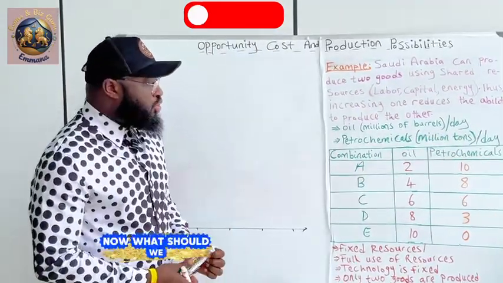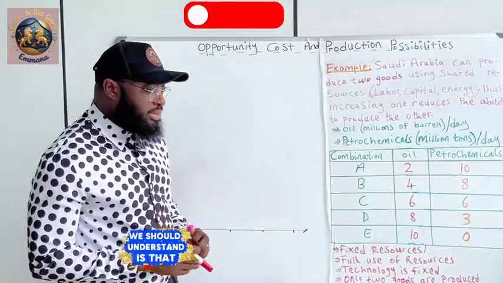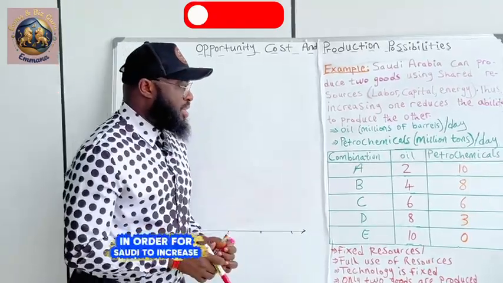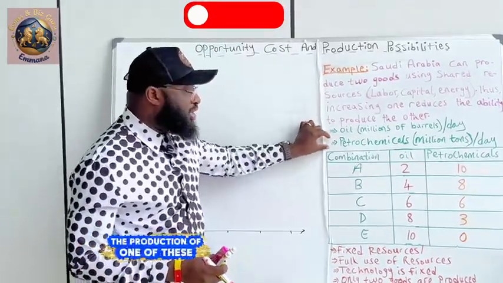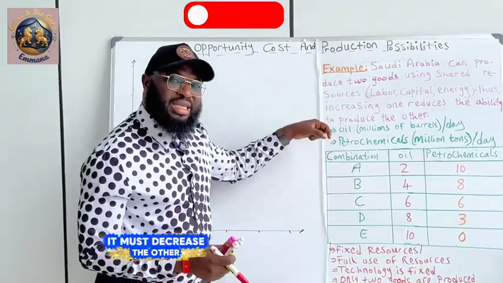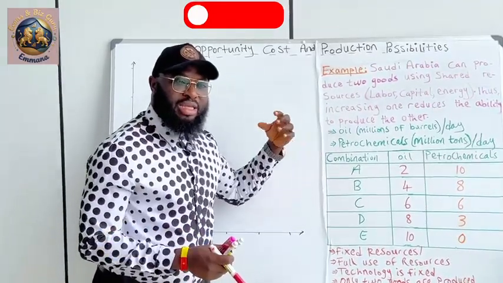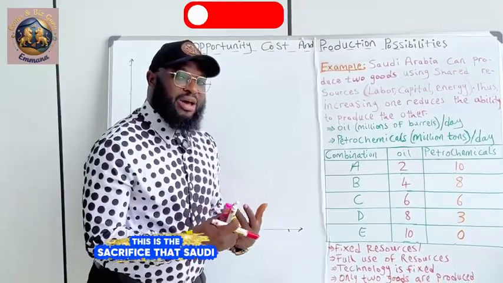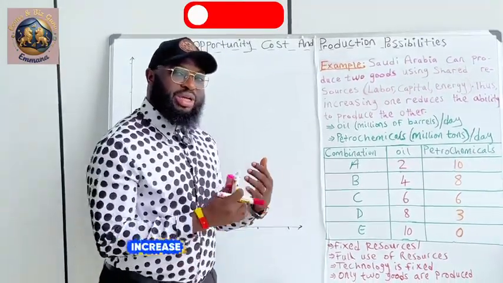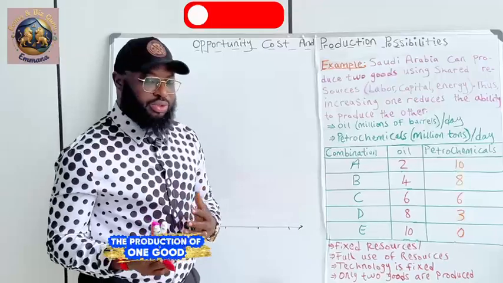Now, what we should understand is that in order for Saudi to increase the production of one of these goods, it must decrease the other. This is what we call the opportunity cost. This is the sacrifice that Saudi has to make in order to increase the production of one good.